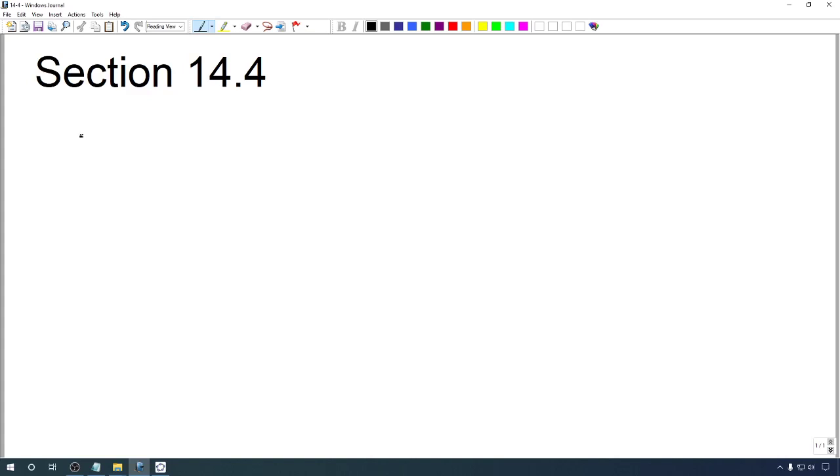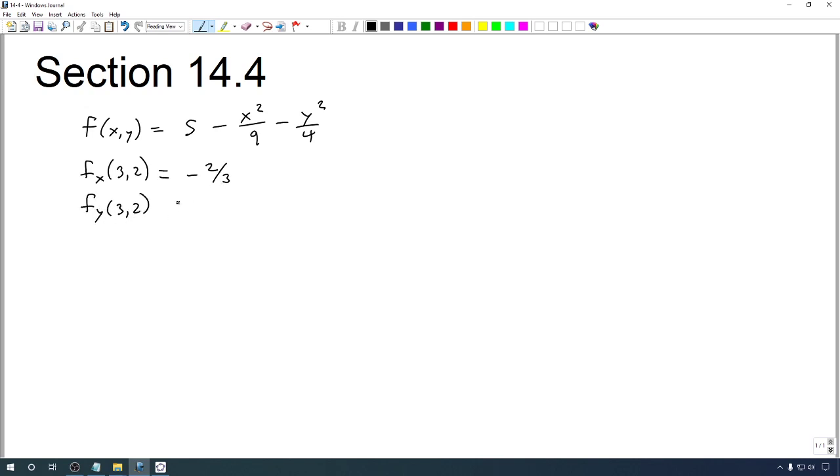As we start section 14.4, let's recall the function that we started the last section with. We started off looking at the partial derivatives of the function 5 minus x squared over 9 minus y squared over 4. And we found our partial derivatives, though we hadn't quite named what a partial derivative was. The partial derivative in the direction of x at the point (3, 2) is negative 2/3. And the partial derivative of f with respect to y at the same point is negative 1. So these are the partial derivatives at the point (3, 2, 3).